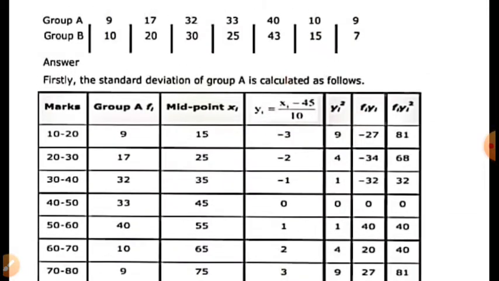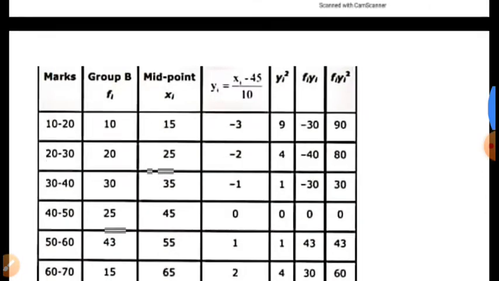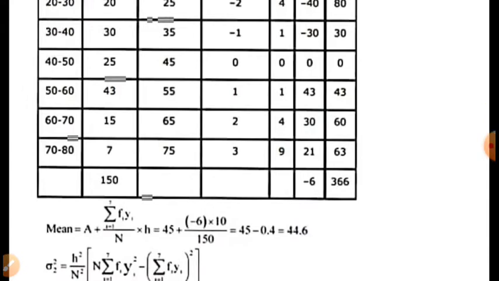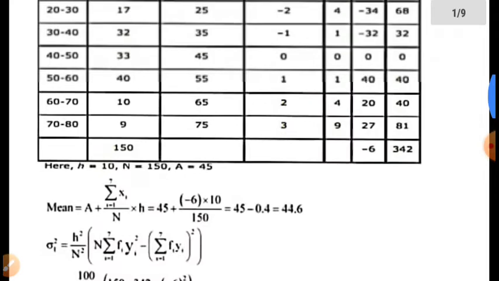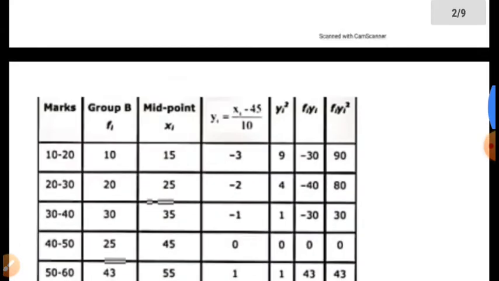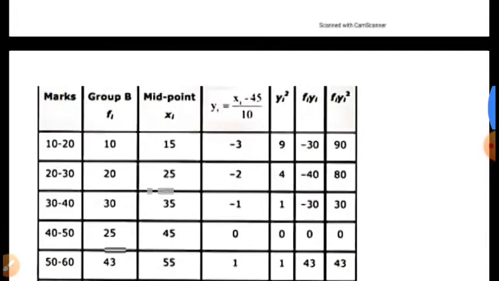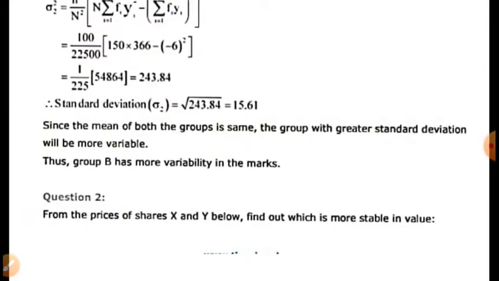Here the frequencies are 10, 20, 30, 40, 25, 45, and those values should be taken. The fi values and xi values are the same. The mean in both cases is 44.6, so the standard deviation will decide. The first standard deviation is 15.09, and the second standard deviation is 15.6.